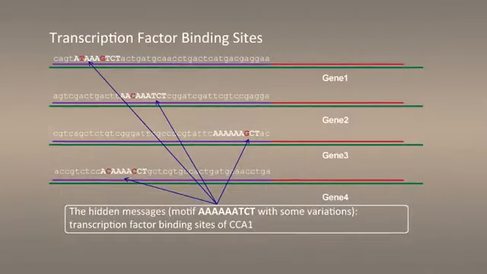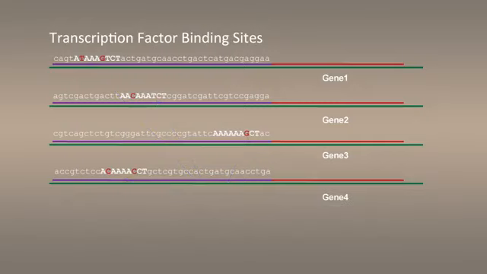Probably there are some hidden messages that tell CCA1 where to bind. Our goal today is to find this particular hidden message that's shown on this slide, where CCA1 binds. But of course, we don't know where these hidden messages are actually hiding in the upstream regions. And today we will learn about algorithms that are aimed at finding such hidden messages.